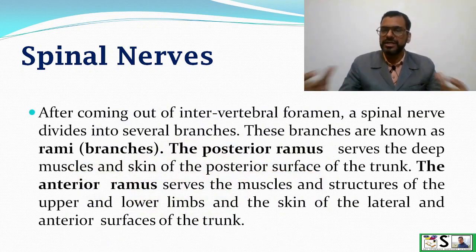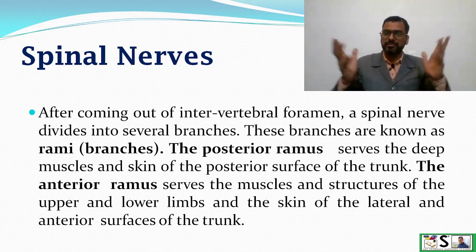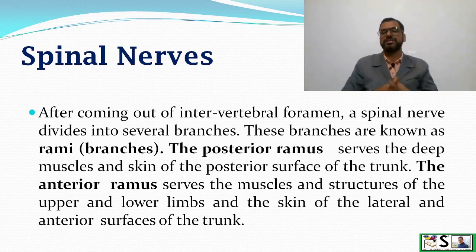After coming out of the intervertebral foramen, a spinal nerve divides into several branches and these branches are known as rami. The posterior rami serve the deep muscles and skin of the posterior surface of the trunk. The anterior rami serve the muscles and structures of the upper and lower limbs and the skin of the lateral and anterior surface of our trunk.